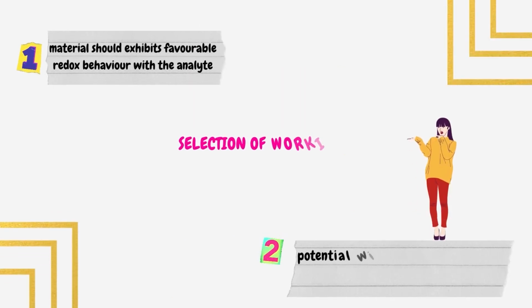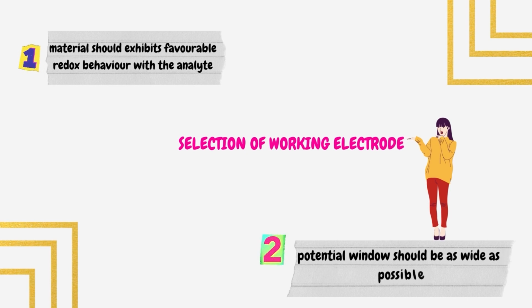Selection of working electrode. Firstly, the material should exhibit favorable redox behavior with the analyte, ideally fast, reproducible electron transfer without electrode fouling. Secondly, the potential window over which the electrode performs in a given electrolyte solution should be as wide as possible to allow for the greatest degree of analyte characterization.